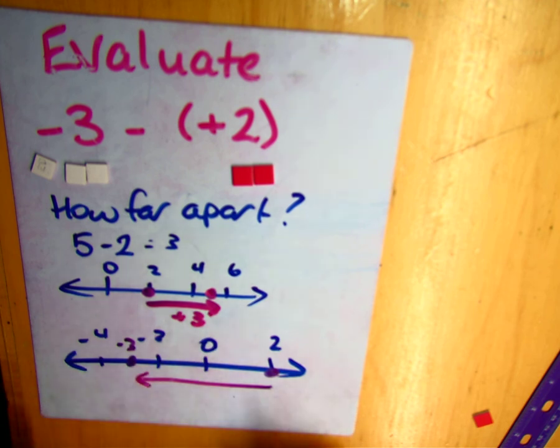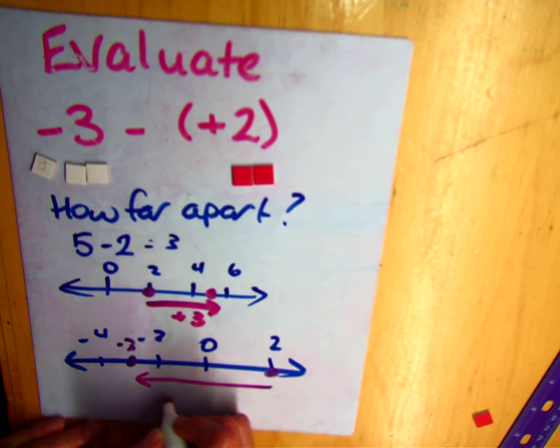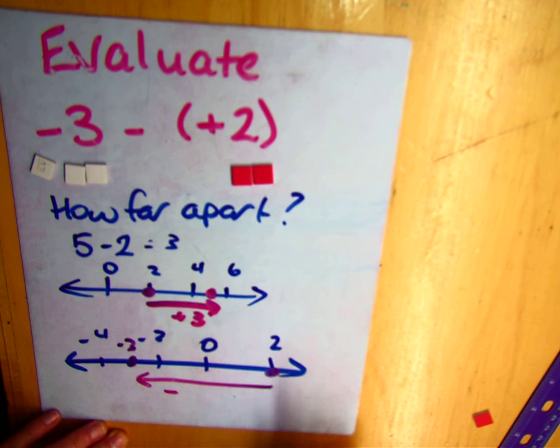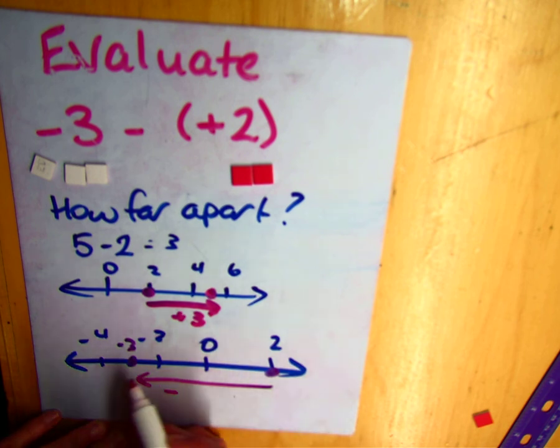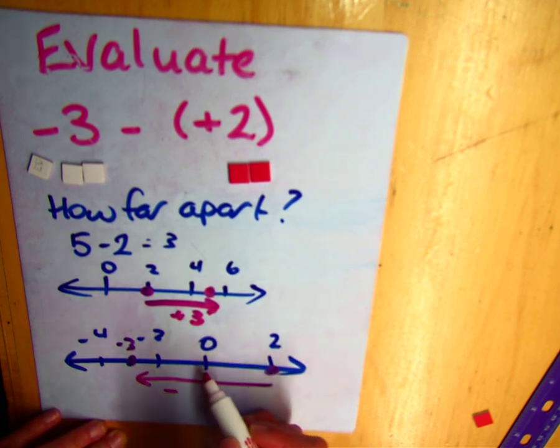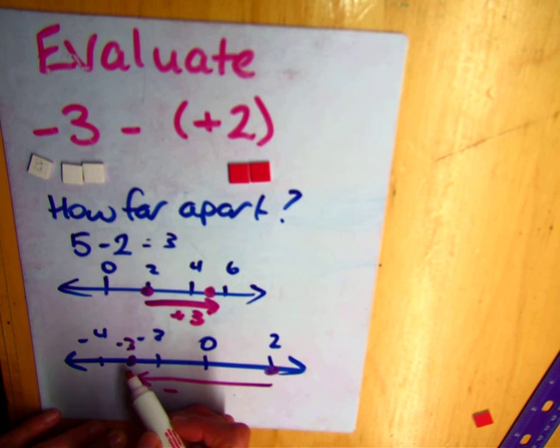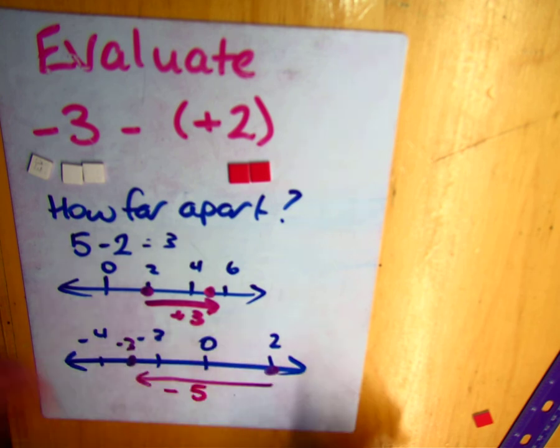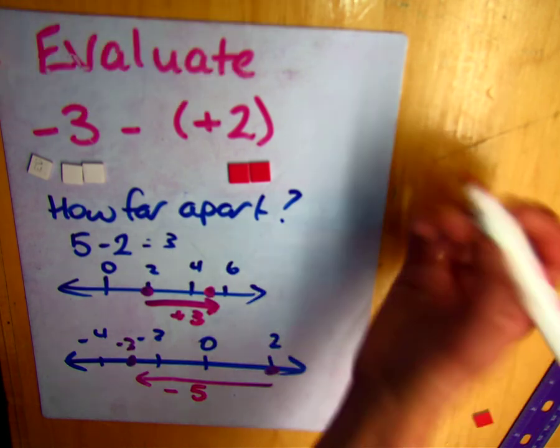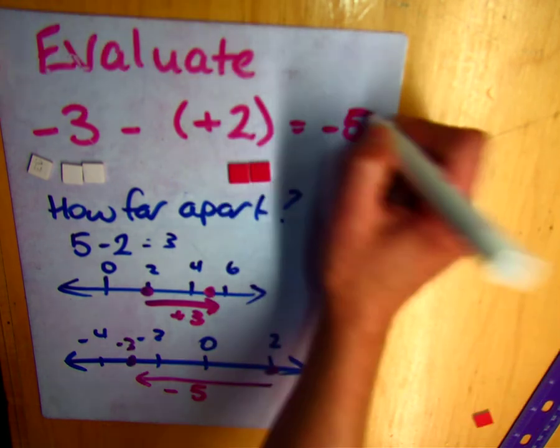This time I'm traveling towards the negatives, or in the negative direction, so I'm going to say the answer must be negative. What is the difference? Well, to go from 2 to 0 is 2, and from 0 to 3 is 3. So 2 and 3 would be 5, or the difference between -3 and +2 is -5.